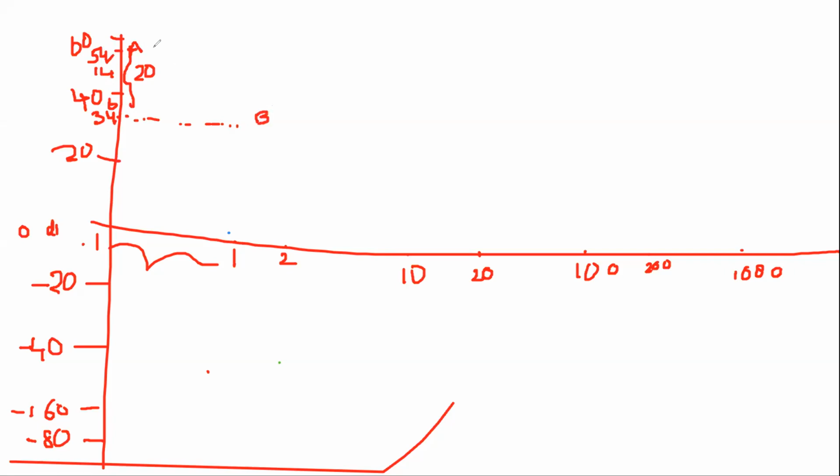Join the line A to B. This is minus 20 dB per decade. But that is not enough for me, because my first corner frequency is 2. This is my interest. So I have to extend it up to my first corner frequency. So what I will do, I will not stop it at B. I will extend it further. So when I extend it further, I have my corner frequency 2.